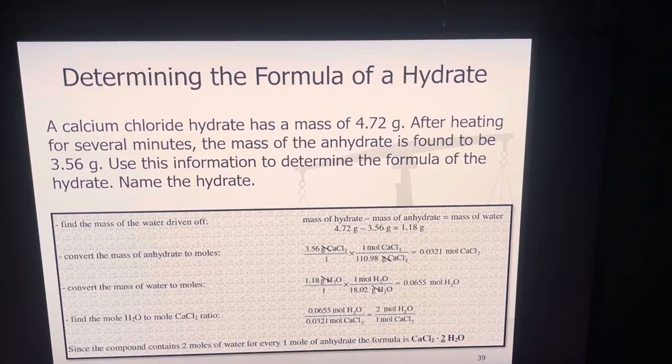You put water on top always over your anhydrate. You divide them, and it's 2 to 1. Okay? So you essentially get the answer of 2. So it's a 2 to 1 ratio. And so since the compound contains 2 moles of water for every mole of anhydrate, the coefficient that goes in front of water is 2. So it's calcium chloride dihydrate. Okay? And that's how you find the formula of a hydrate.